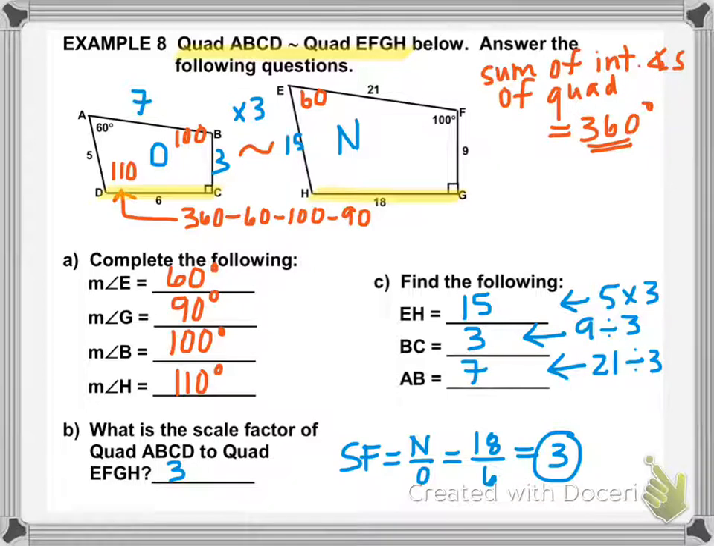One thing that is important to remember is that the sum of the interior angles of a quadrilateral, or four-sided shape, equals 360. So you need to know that to find this angle right here. All right, if you have any questions on this one, just write them down, and then when we get to class, you can ask them.